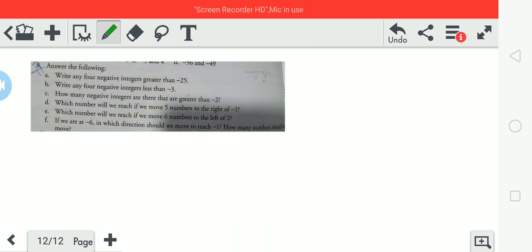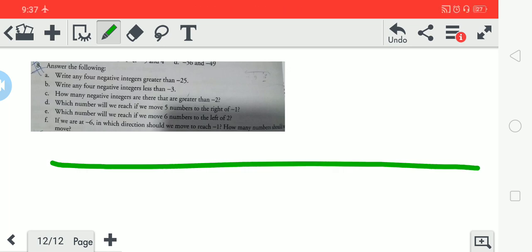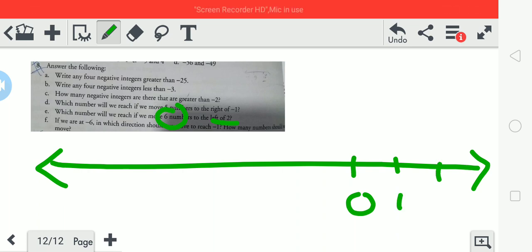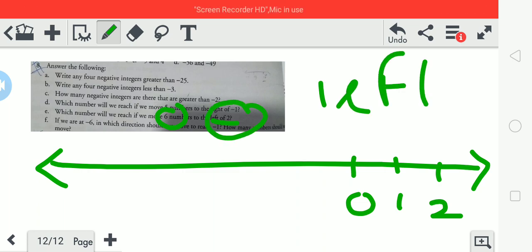So see, now we have to go to the left side of 2. How many times? 6 times. So I will draw 2 first. Here is my 0, here is my 1 and here is 2. So I am at 2, I have to move to the left side. How many times? 6 times. So this 1, this 2, this 3, 4, 5, 6.